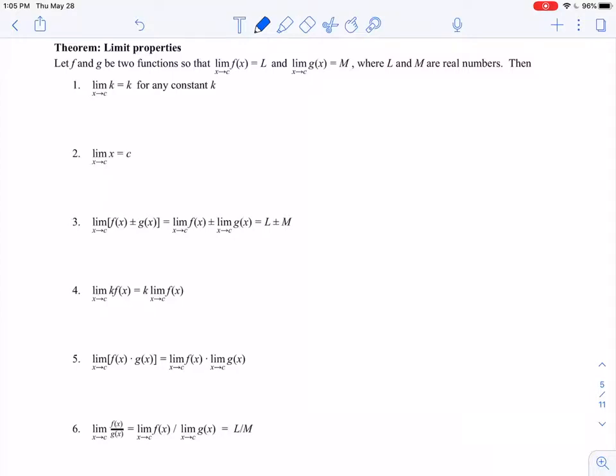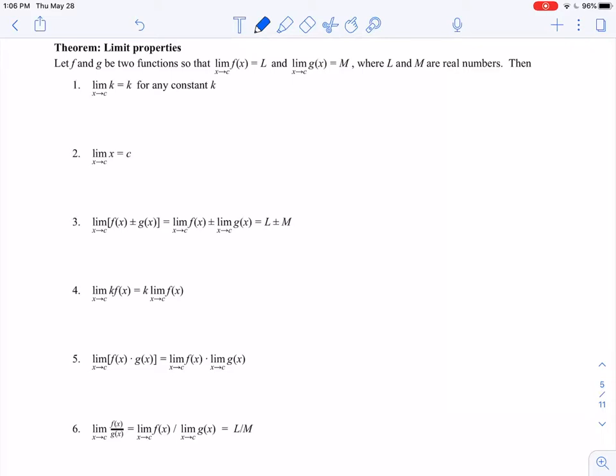Hopefully at this point we're feeling pretty confident about evaluating limits using the graphs of functions. So now we're going to turn our attention to evaluating limits using algebra. But before we do that, we should set up some properties of limits, sort of some ground rules of limits, so that we know how the limit behaves.